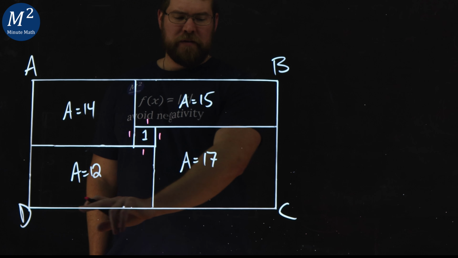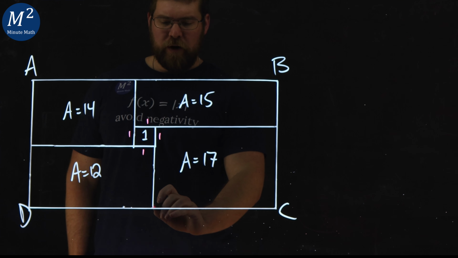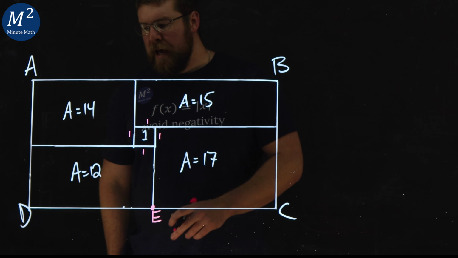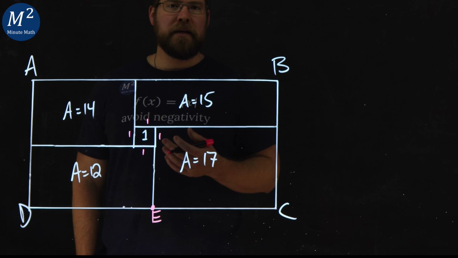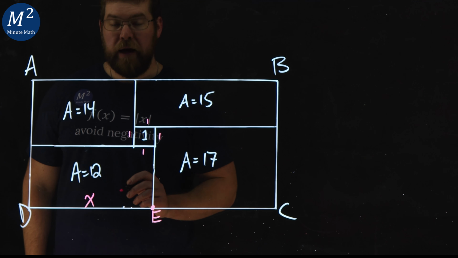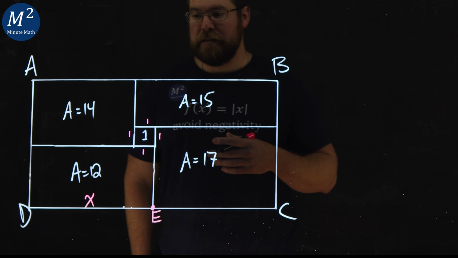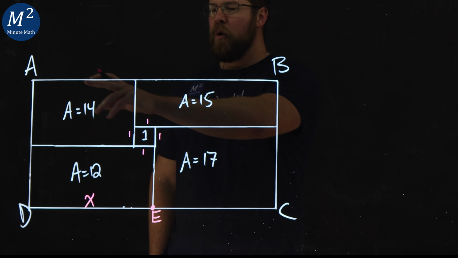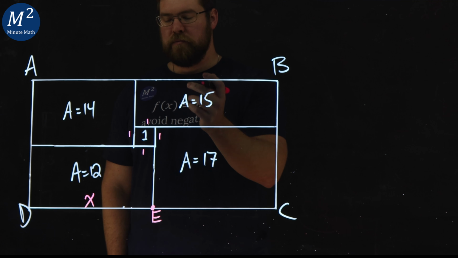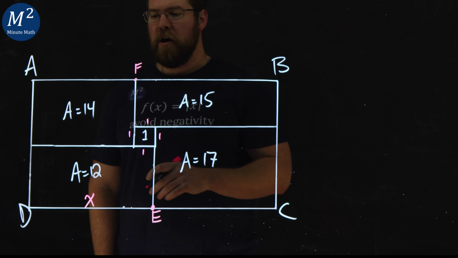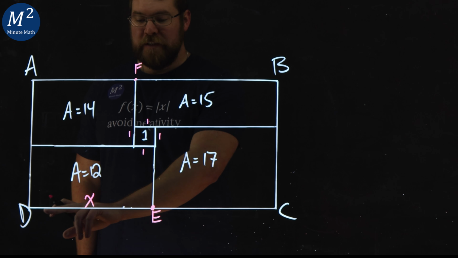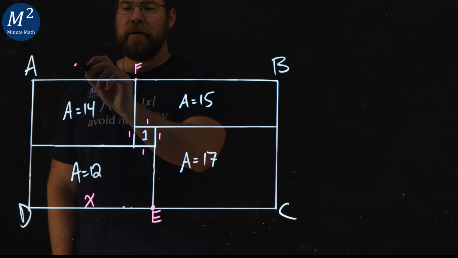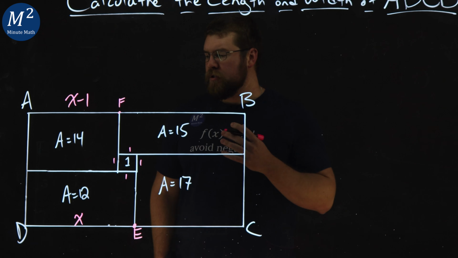Now, I'm going to start with DC. We have a breaking point right here, let's call that E. Now we have length DE. No idea what that is, so let's call that X. So length DE is X. What about this one up here, from A to, let's call this spot F? No idea what that is, but if DE is X, then AF would be X minus 1.